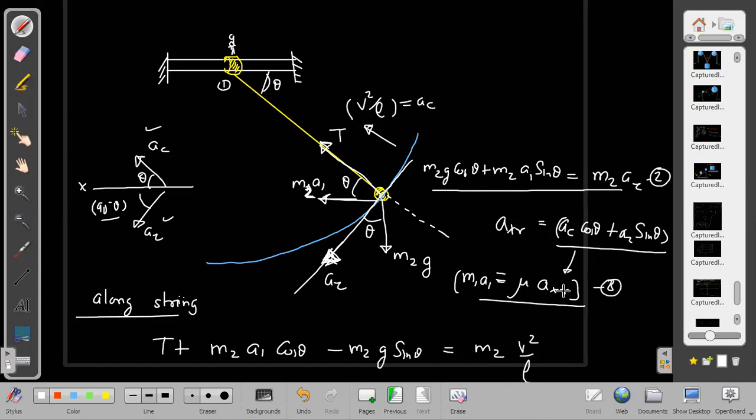So AC is known. AC is V square by L. That is known to us. And A2 is also now known. It was not known before, but after writing this equation right here, actually we can say it is not known till now also, but it is known in terms of another unknown, that is A1. A1 was there again. It is known in terms of A1. Directly it is still not known.